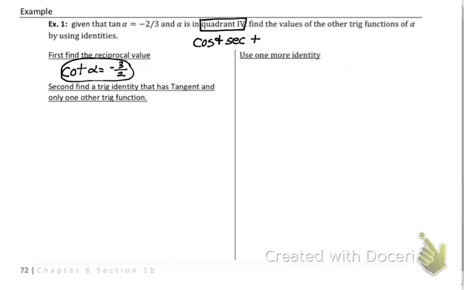Our next step, well, if I use sine squared plus cosine squared equals 1, that's not going to help me because I know what tangent equals. So what we're going to do is go to our identity sheet, and we're going to look underneath the Pythagorean.